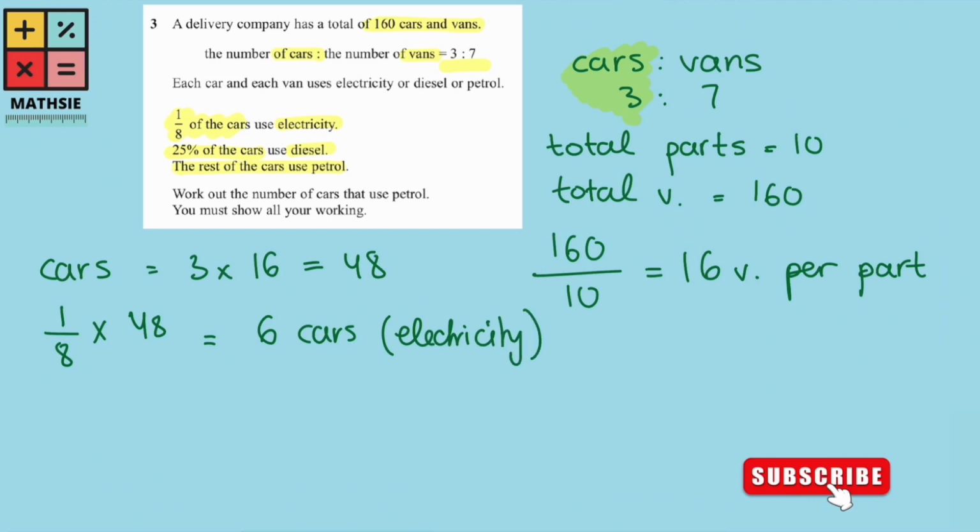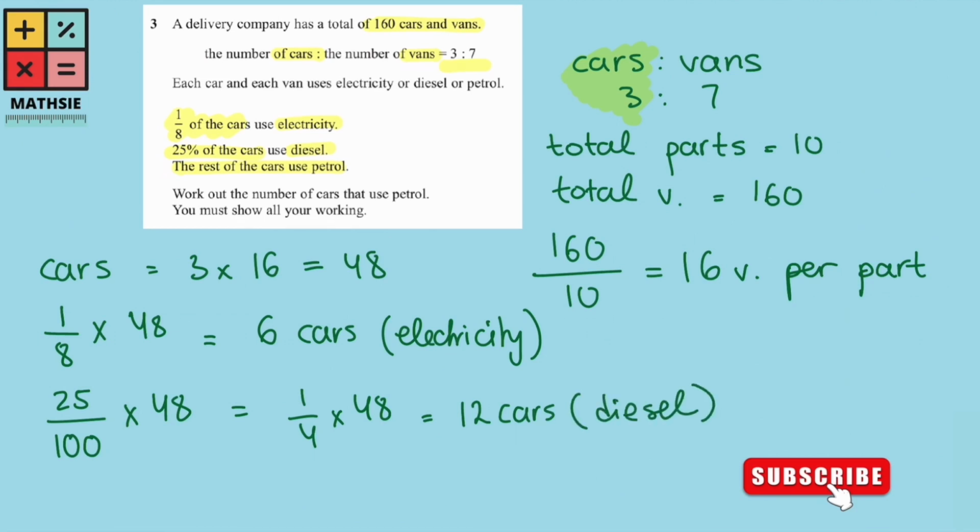Now that we know how many use electricity, we also need to figure out how many use diesel. So I know that's at 25%, but remember, 25% is just 25 over 100 times, again, the number of cars, which are 48. One very important thing that we can do here to save ourselves from long calculation is to know that 25% is just a quarter. So we can just say a quarter of 48. That means just 48 divided by 4, which would give me 12 cars that use diesel.